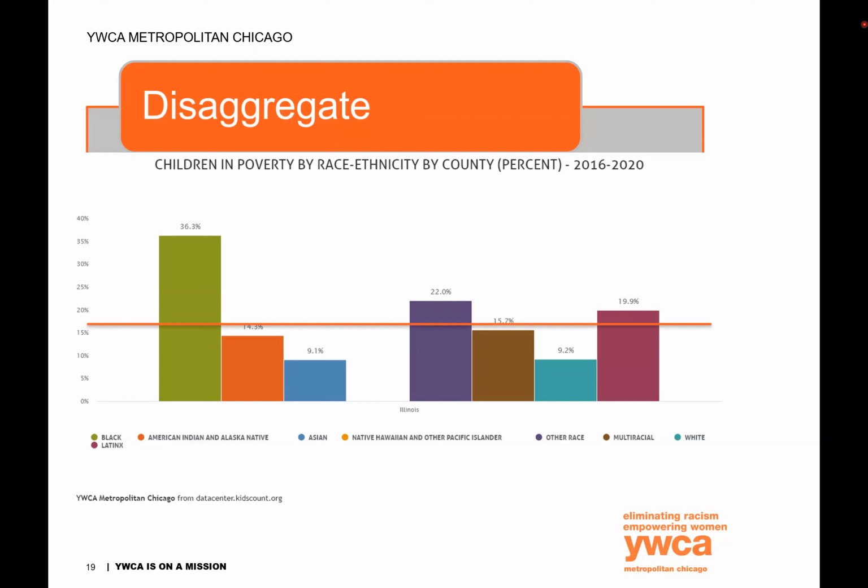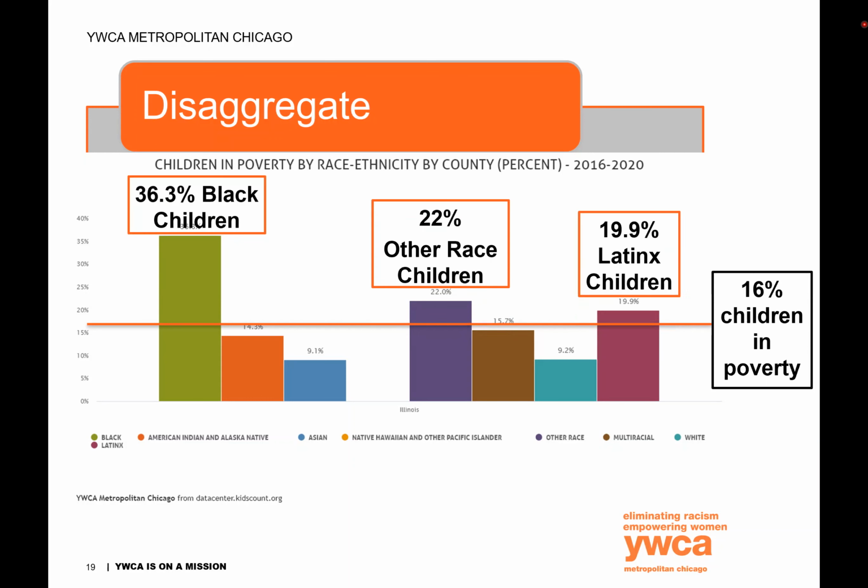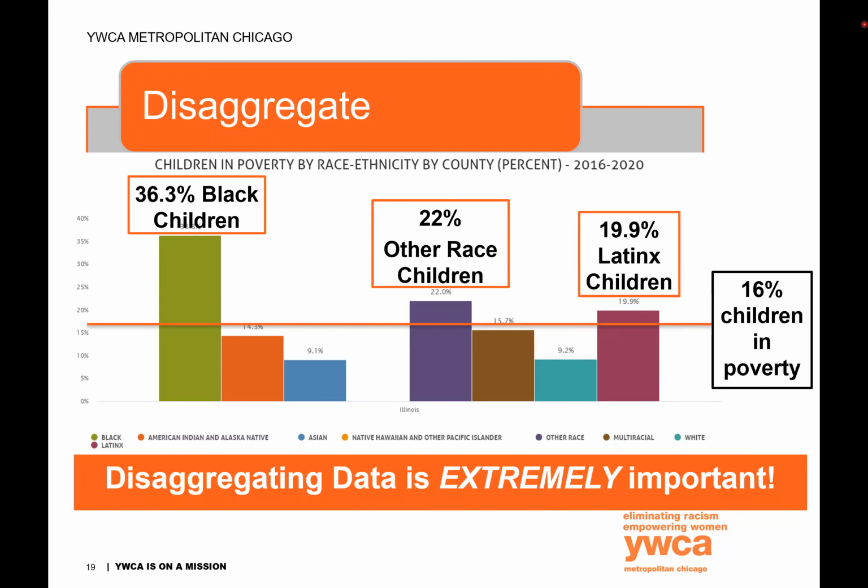In this example, we know that poverty for children in Illinois was 16% in 2020. But when we disaggregate the data, we see higher rates of poverty for Black, Latinx, and children who identify as other races and ethnicities. This is why it's extremely important to disaggregate data when possible.